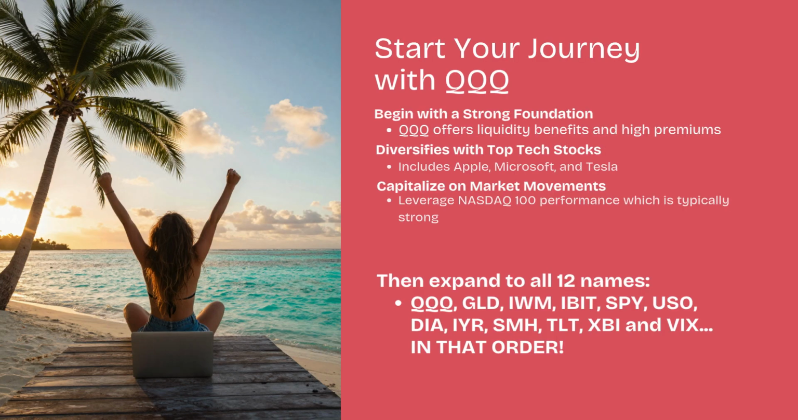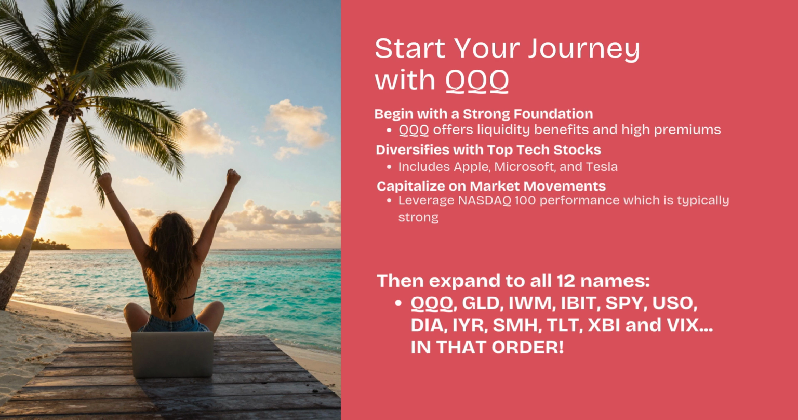We recommend that you start with QQQ, and then you build up all the way to the VIX in that order. The reason why is because we're going to select that stock-based underlying with an alternative asset underlying, and then we're going to start with the, quote, best stock-based underlying, which is QQQ. Then we go into IWM, SPY, DIA, SMH, and XBI in that order. And then alternatively, we're going to choose gold, IBIT, USO, IYR, TLT, and VIX.